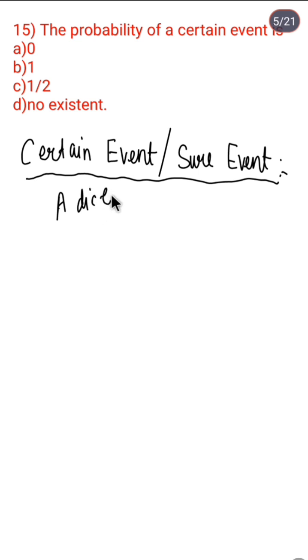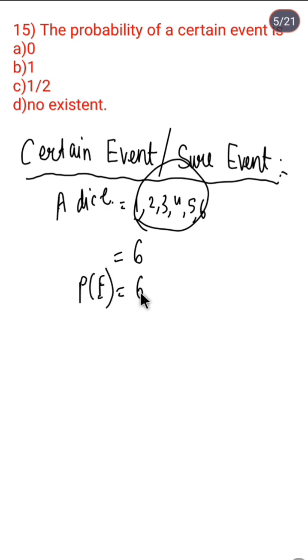Let's take an example. If a dice is thrown, what numbers do we get? 1, 2, 3, 4, 5 and 6. If I ask the probability of getting any of these numbers, the favorable outcomes are 6 and the total possible outcomes are also 6. So the probability is 6 by 6, that is 1. Similarly, if an event is sure to happen, the favorable outcomes equal the total possible outcomes, so the probability is 1. A certain event or sure event has probability 1, option B.